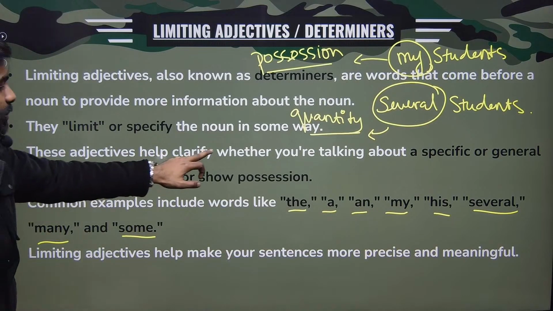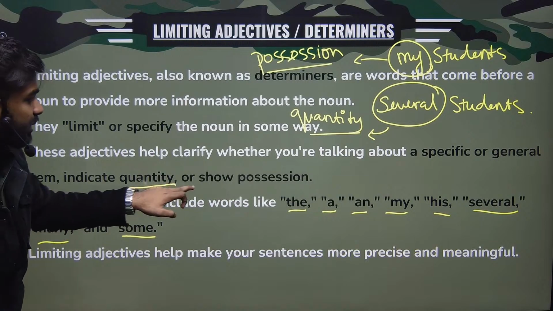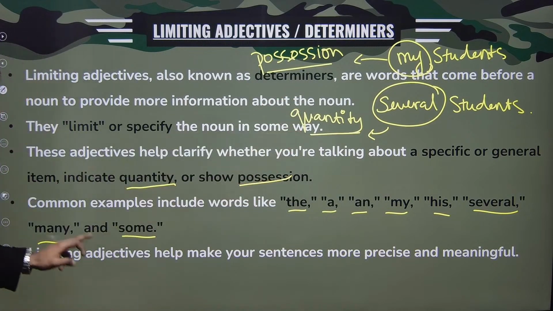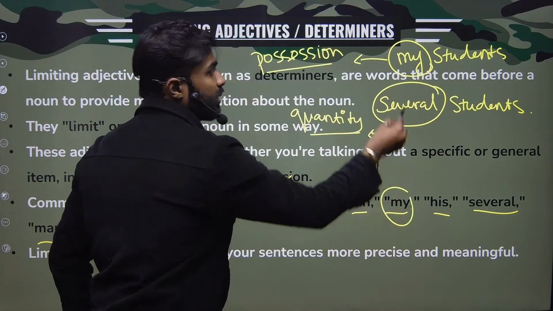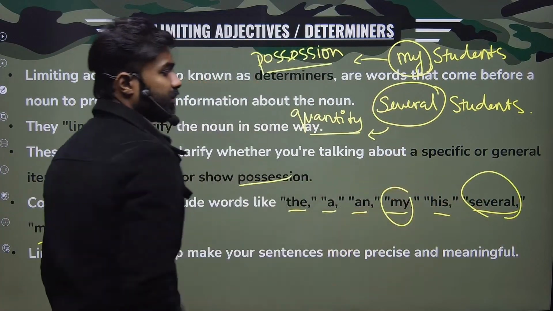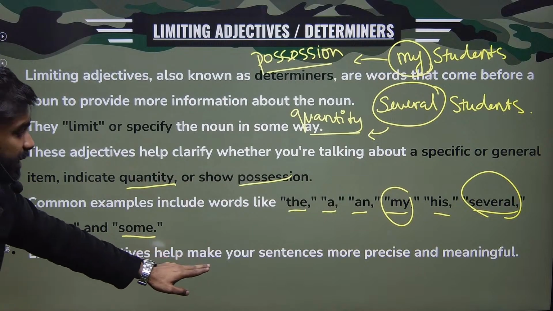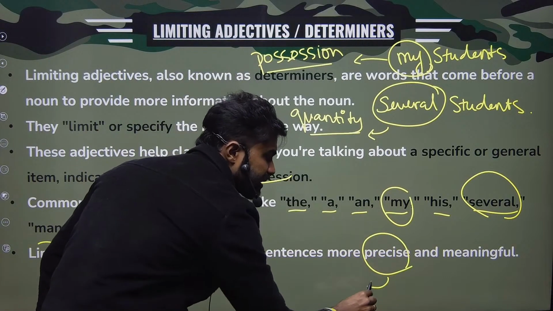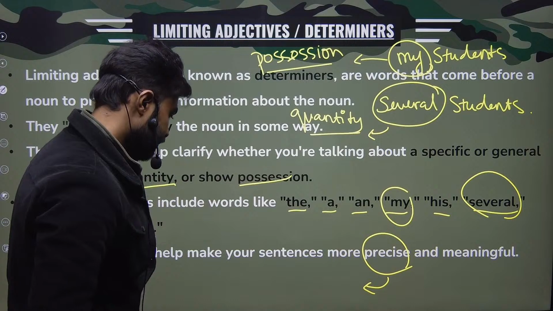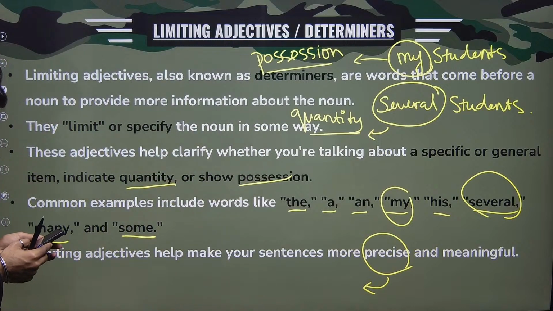These adjectives help clarify whether you're talking about a specific or general item, indicate quantity or show possession. All right. And common examples are the, a, an, my, several. All right. And that's it. Limiting adjectives help make your sentences more precise and meaningful. Precise. What do you mean by precise? Accurate. Clear? All right.